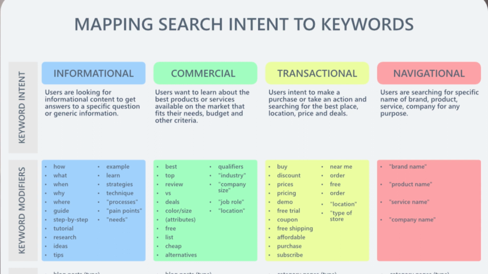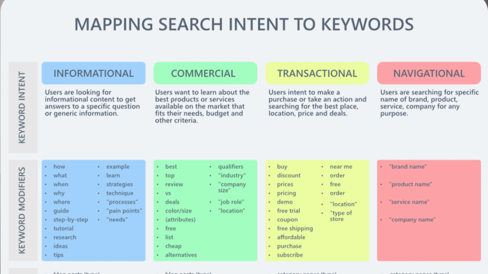The next one is commercial keywords. These keywords indicate that the user is in the research phase of the buying process and is looking for information about a product or service before making a purchase. The third one is transactional keywords. These keywords suggest that the user is ready to make a purchase and is looking for a specific product or service to buy.